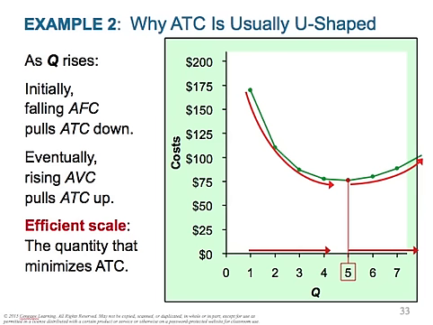At any quantity below or above 5, the average total cost is greater than 76. So it's higher than 76 at 4, and it's higher than 76 at 6. So you want to operate at the very bottom of this curve.